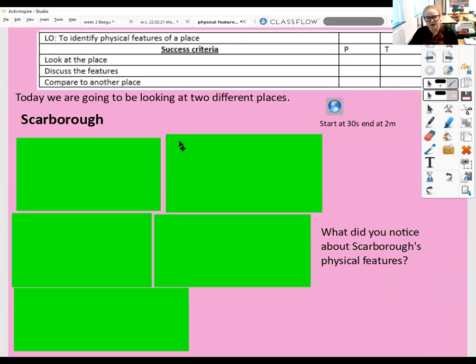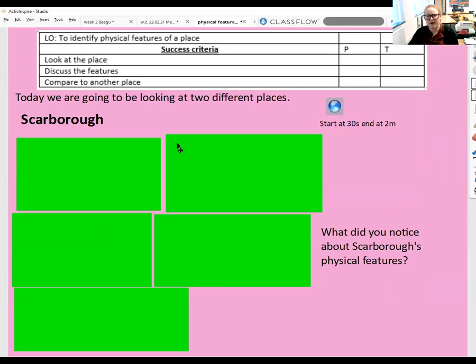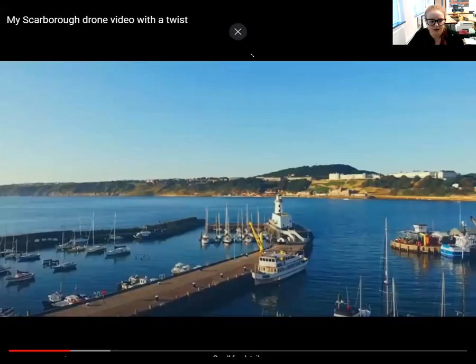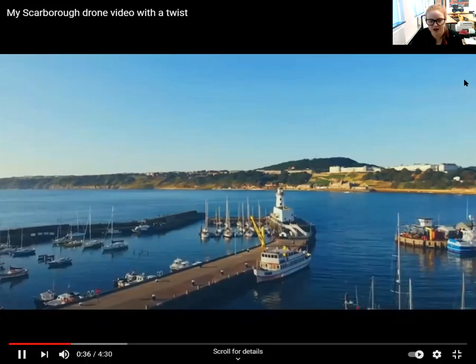The next place we're going to look at is Scarborough. Can you say Scarborough? Me again, Scarborough. Okay, so we're going to look at this video and see what physical features we can see in Scarborough. What's a physical feature again? A physical feature is anything that would naturally exist without people. So let's have a look. Okay, so this is Scarborough. Let's have a look what's happening in Scarborough.